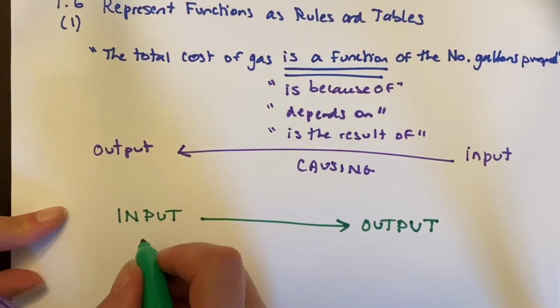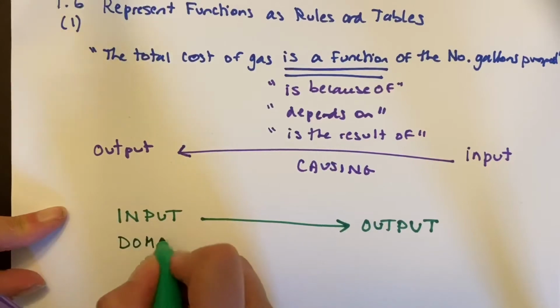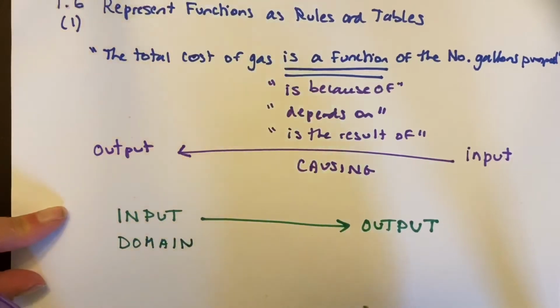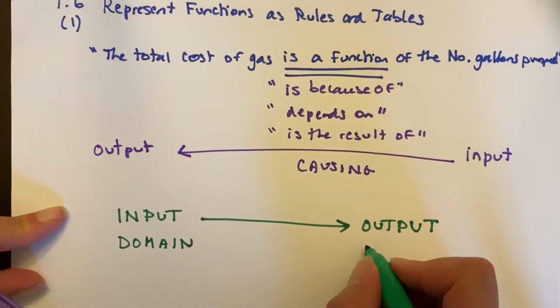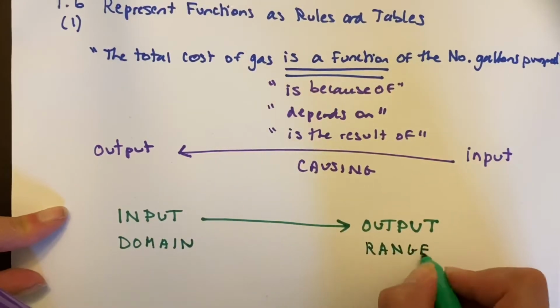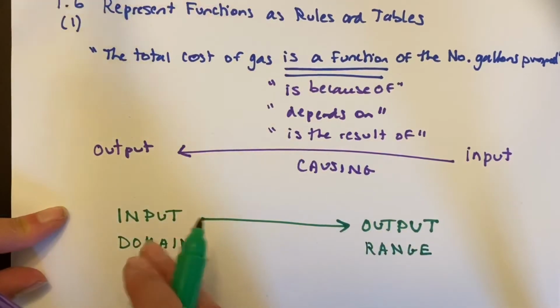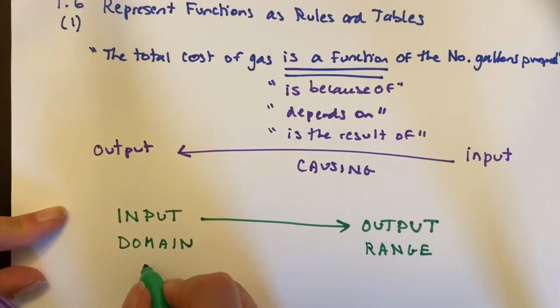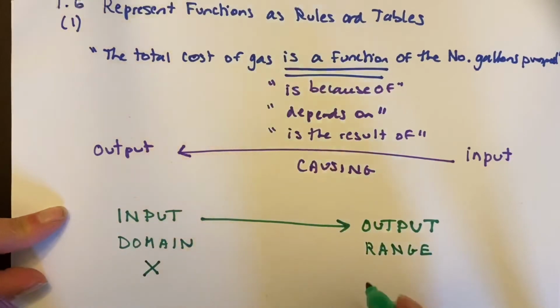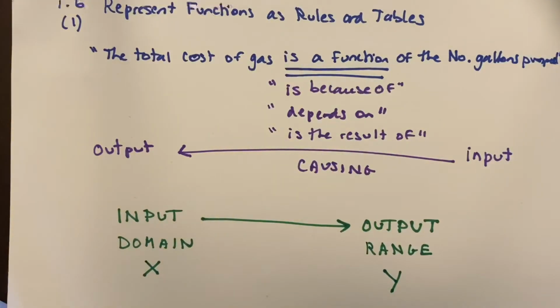So an input is also known as the domain. That's another word for an input. So you need to learn this word. We're going to use it a lot. The output is also known as the range. Okay, the output depends on the input. The range depends on the domain. And we also use the variables. An input is also called X and the output called Y. So Y depends on X. The range depends on the domain. The output depends on the input. These are really important things.